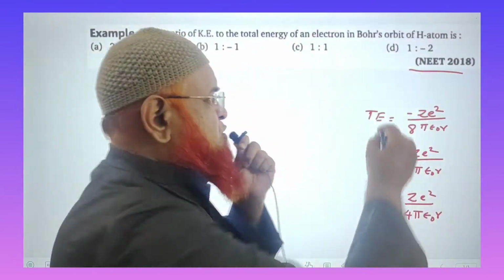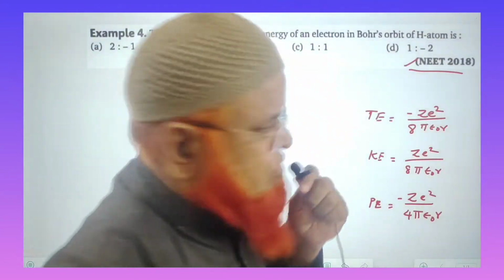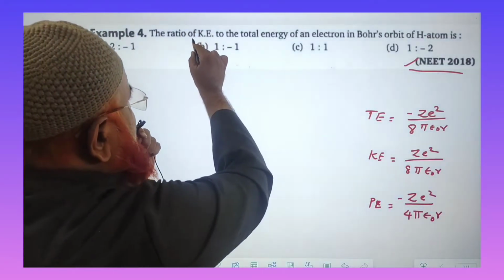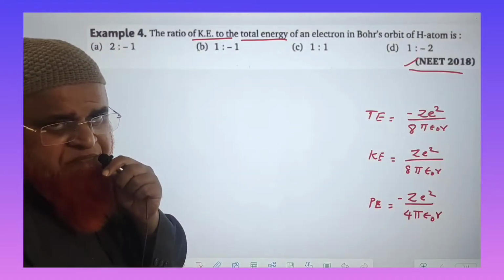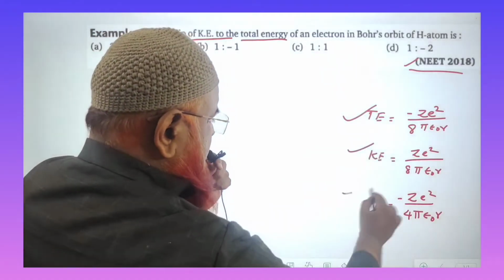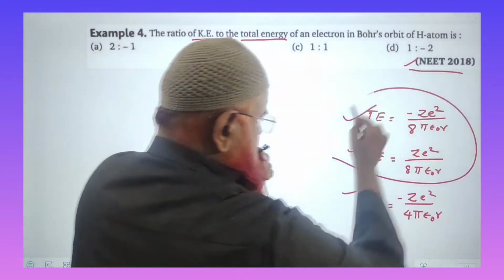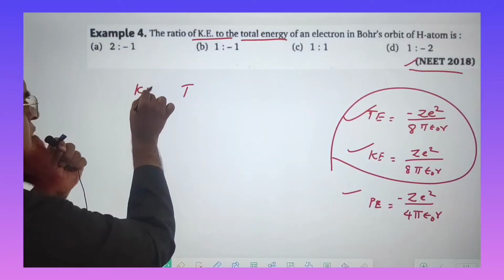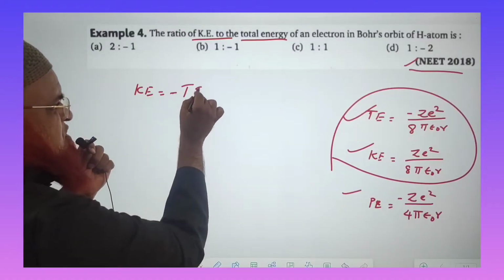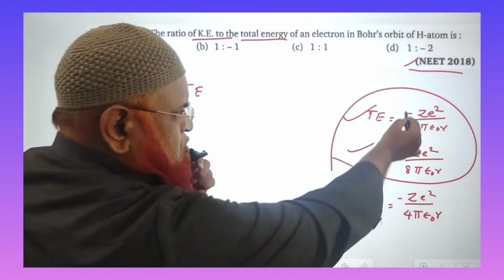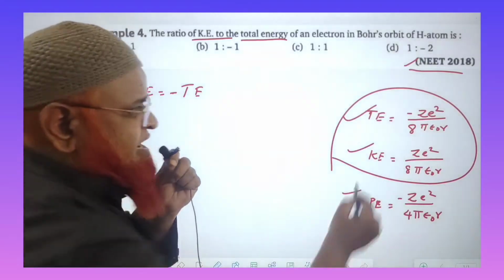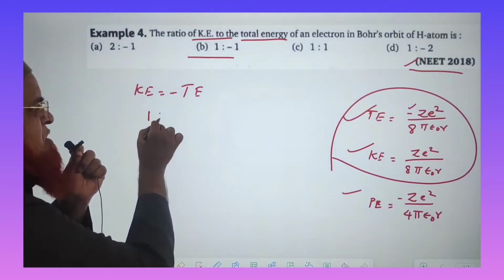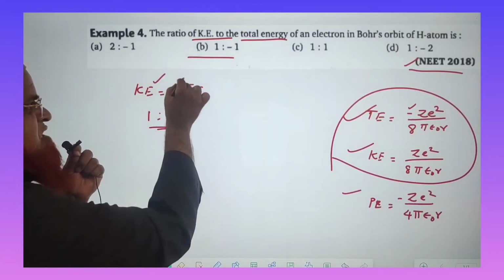My dear students, this was a question asked in NEET 2018. He is asking us to find the ratio of kinetic energy to total energy. And you know the formulas for total energy, kinetic energy and potential energy. If you take these two formulas, it is understood that kinetic energy is equal to minus times the total energy, because the minus sign is there. So with this it is understood that B is going to be the correct option, because 1 is to minus 1. This is 1 means this should be minus 1.